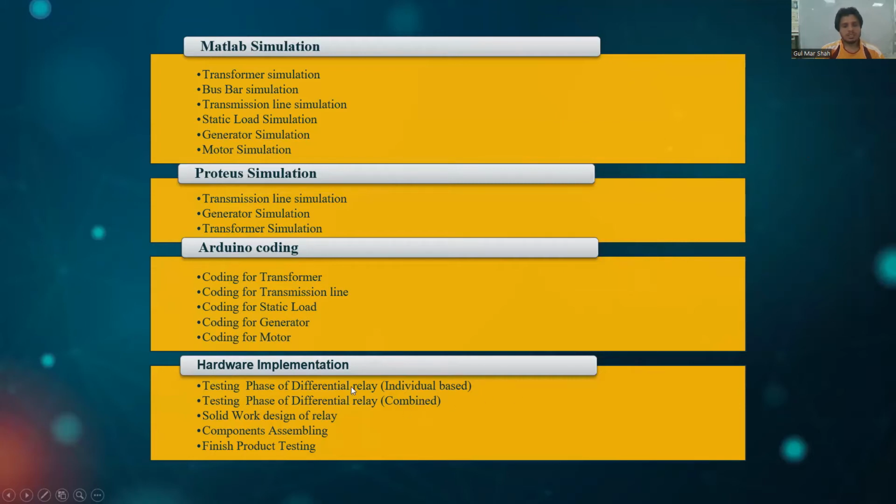And in the testing phase of the differential relay, we did it individually for every protective unit like generator, motor, transformer. And then we combined the code with the help of a keypad. We selected the required protections, and with the help of this, we did the combined protections. Then we made a SolidWorks design for this differential relay in order to give it a proper shape. And then after the designing, we assembled the components and gave a finished product.